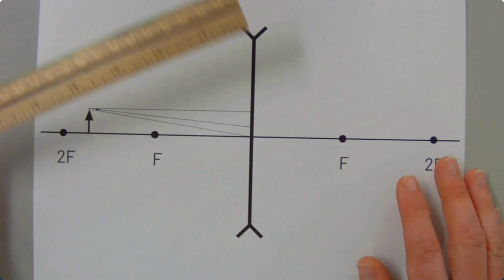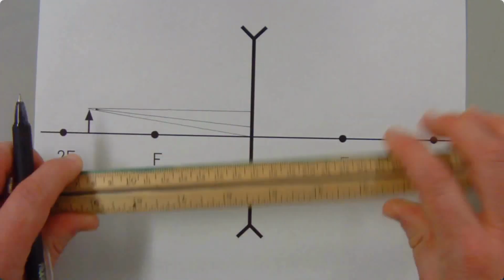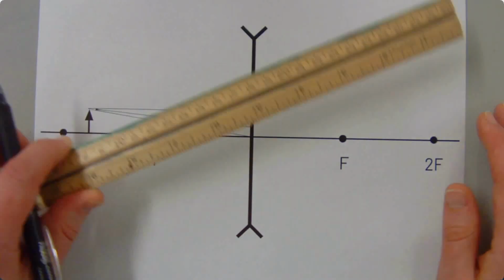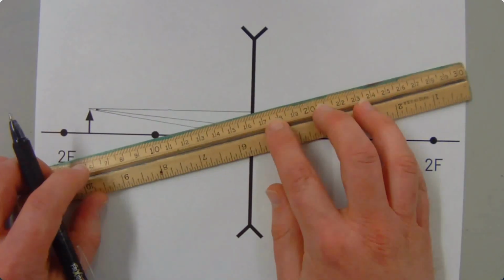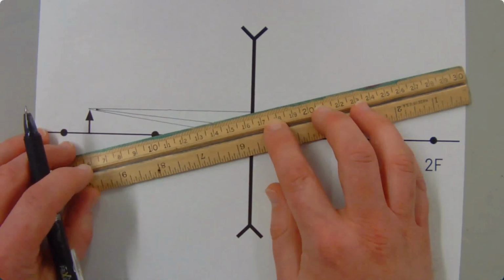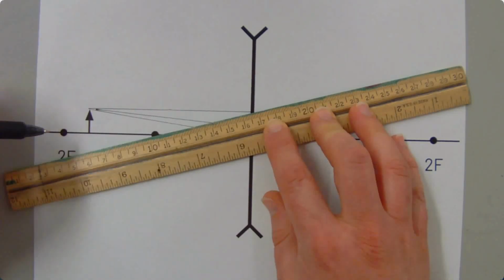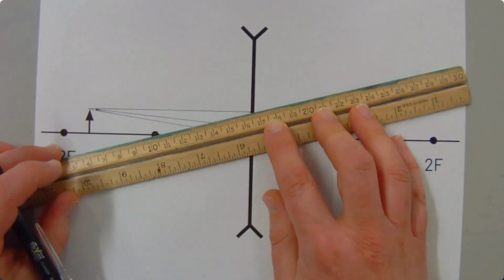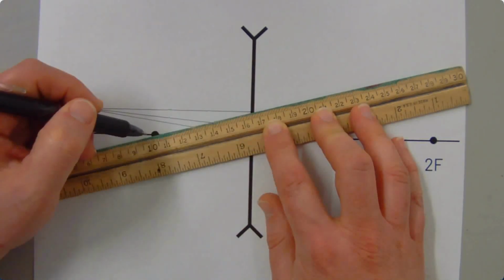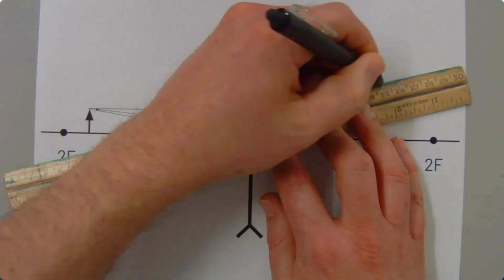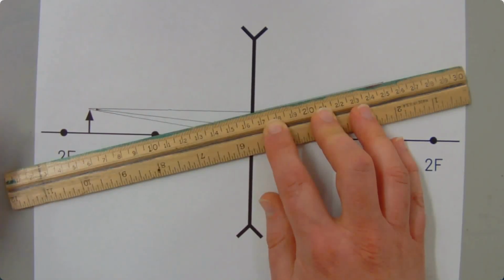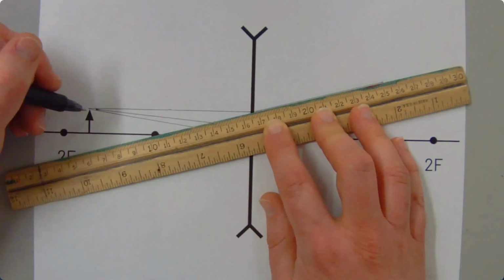Okay, so now we're going to draw our refracted rays. So the refracted ray for the incident ray that is parallel to the principal axis diverges, and it goes through the focal point on the side of the lens with the object.